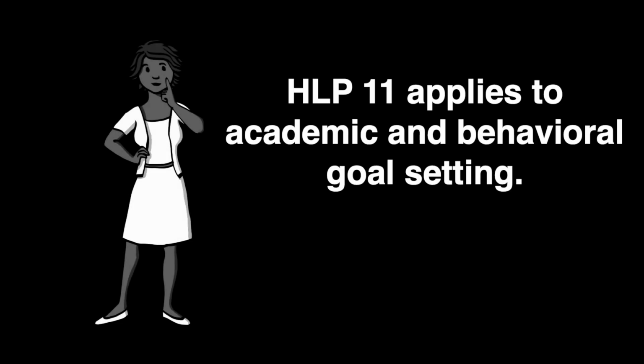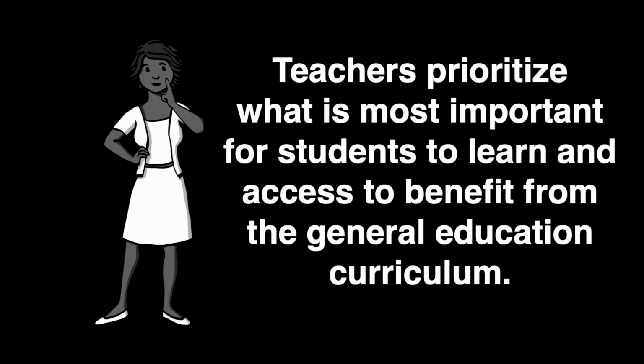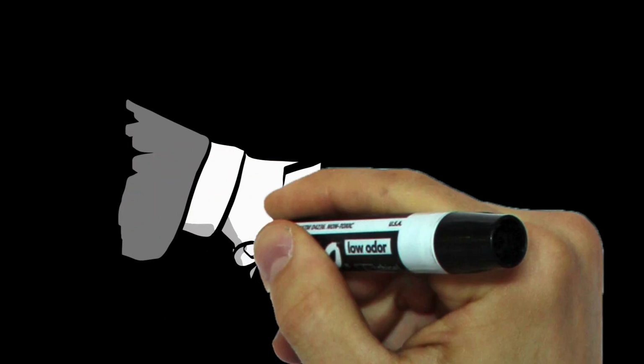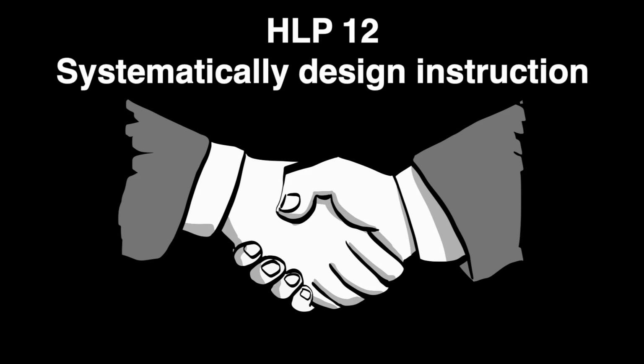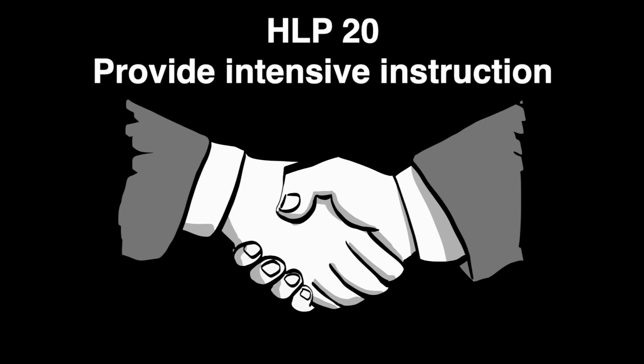First, HLP 11 can apply to academic and behavioral goal setting. When HLP 11 is implemented, teachers prioritize what is most important for students to learn and access to benefit from general education and other contextually relevant curricula. The principles of this HLP intersect with several other HLPs, including HLP 6, using assessment data and making instructional adjustments, HLP 12, systematically designing instruction towards specific learning goals, and HLP 20, provide intensive instruction.